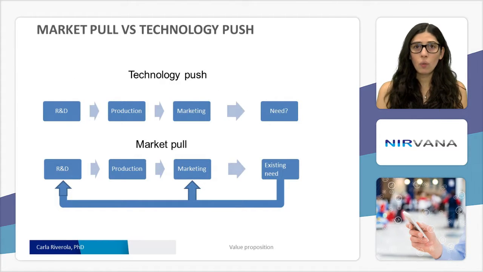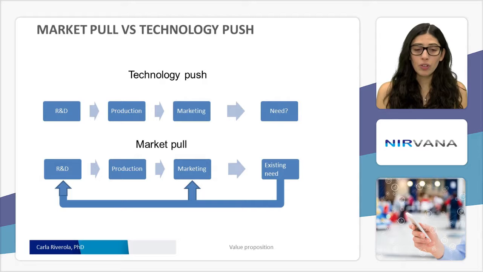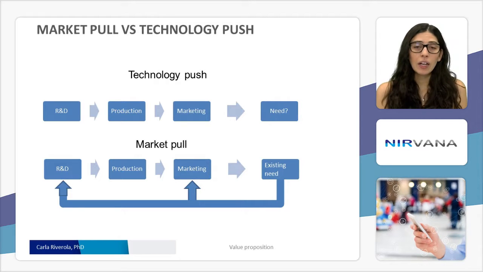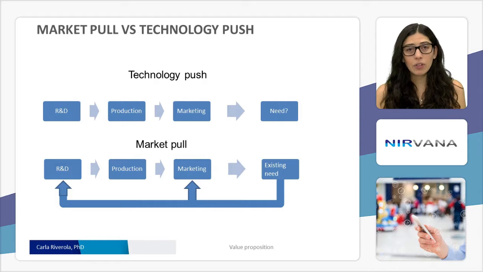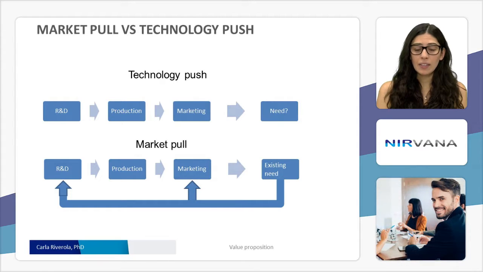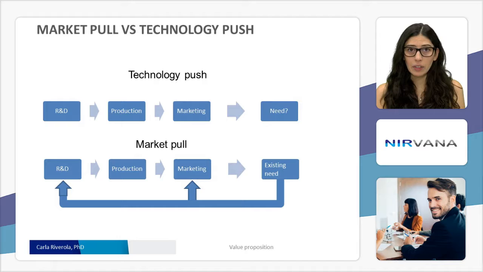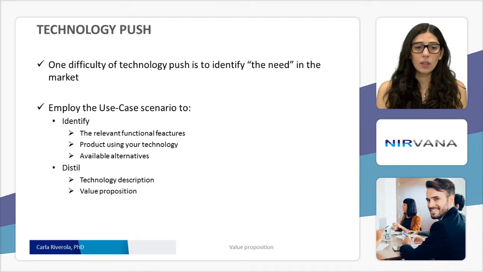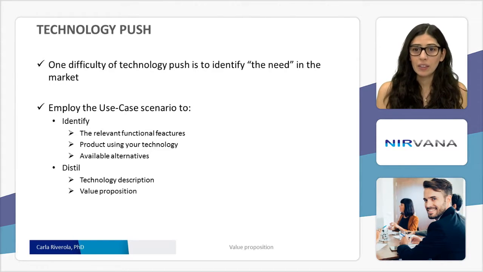There are also two ways of identifying these opportunities. One is the technology push, when the opportunity or the idea is developed inside the organization, then it is produced, there's a marketing strategy, and then they create the need for that idea. The other approach is the market pull, when there's an existing need and the organization defines or develops the products or services that can fulfill this need. One difficulty of the technology push, though, is to identify this need in the market.